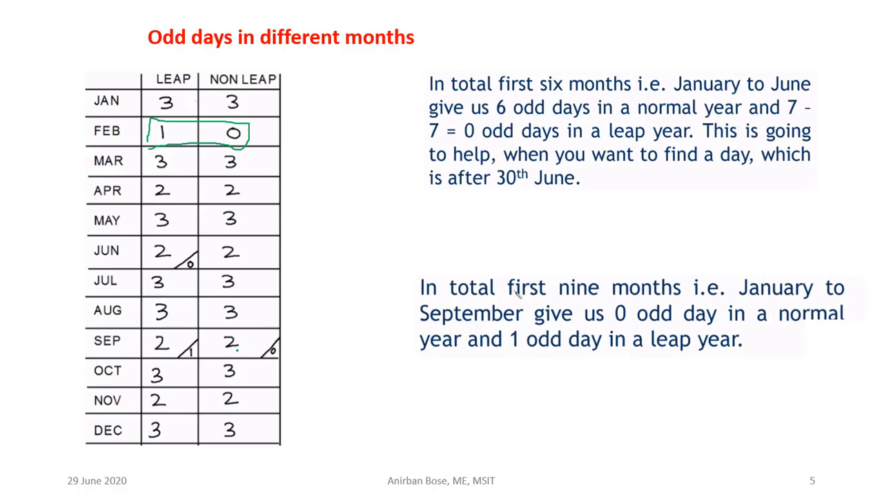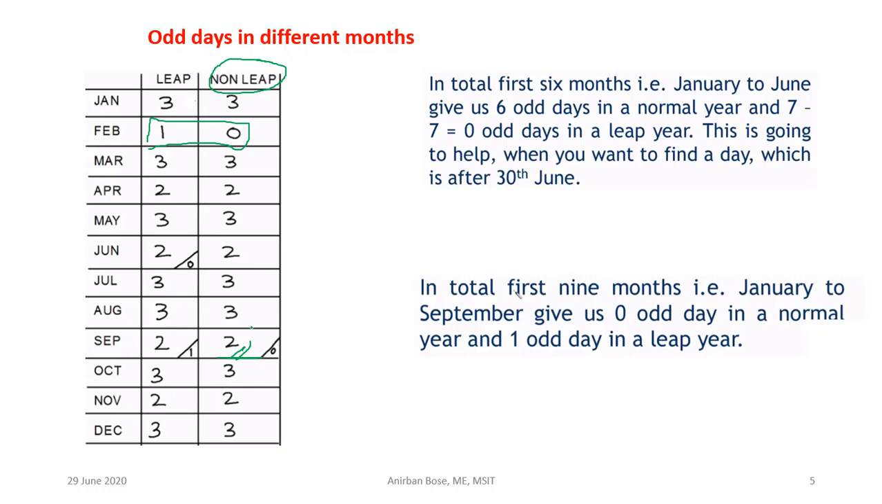If you add all these numbers up to September, let us consider it is an ordinary year or normal year, which is not a leap year. If you add all these things, what is coming? 3 plus 3, 6 plus 2, 8 plus 3, 11 plus 2, 13 plus 3, 16 plus 3, 19 plus 2, 21. So that is divisible by 7, and the number of odd days up to September is basically 0.